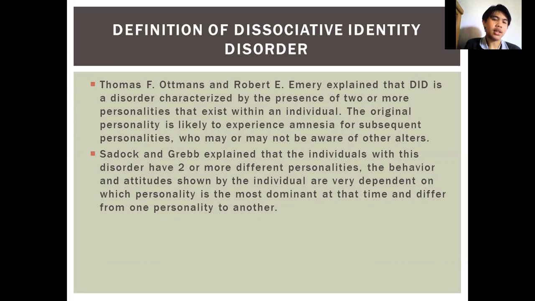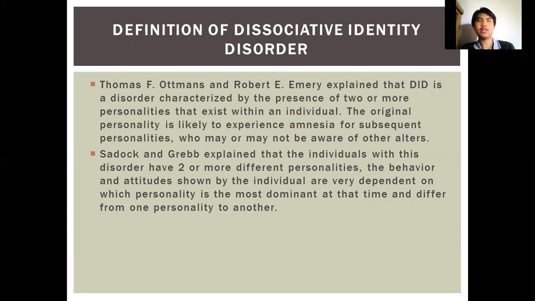Other experts like Sedek and Greb explain that individuals with this disorder have two or more different personalities. The behavior and attitude shown by the individual depend on which personality is the most dominant at the time and differ from one personality to another. From those definitions, we can conclude that the ID, or dissociative identity disorder, is a rare condition in which two or more identities or personalities are present in an individual and take control of the individual.